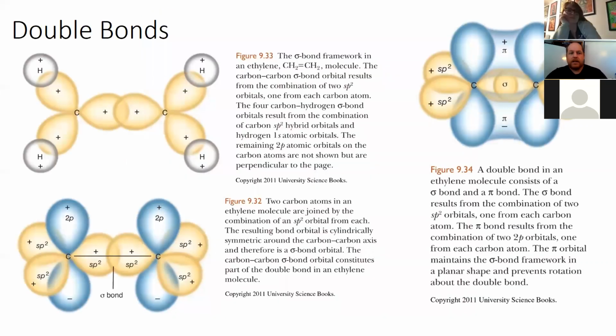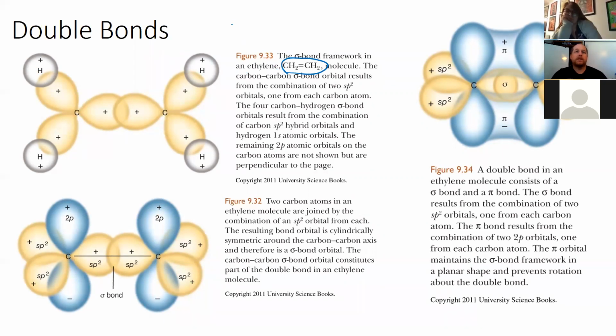Now we're going to start talking a little bit about double bonds. If you remember our definition of a sigma bond, a sigma bond has electron density or overlap of the orbitals of bonded atoms along the bonding axis. So in this first picture up here, we can see a sigma bonding framework. In other words, if you were to take the molecule ethylene, that's the molecule we're going to look at.